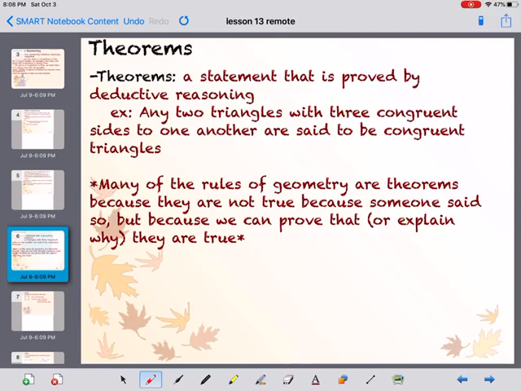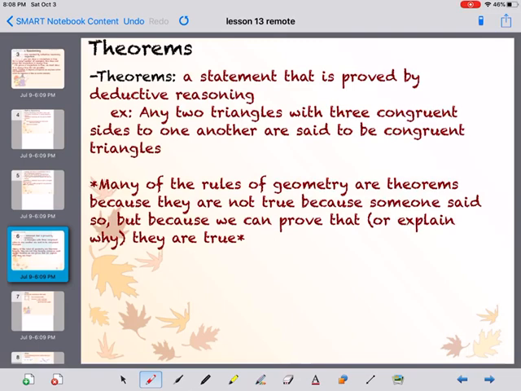Theorems are statements that are proved by deductive reasoning. So, for example, any two triangles with three congruent sides to one another are said to be congruent triangles. Okay, that's a theorem. We're going to learn a lot of theorems, and you can technically prove all of them. We just don't prove all of them because they take a long time sometimes. But just know that all a theorem is something that we could actually prove if we wanted to.